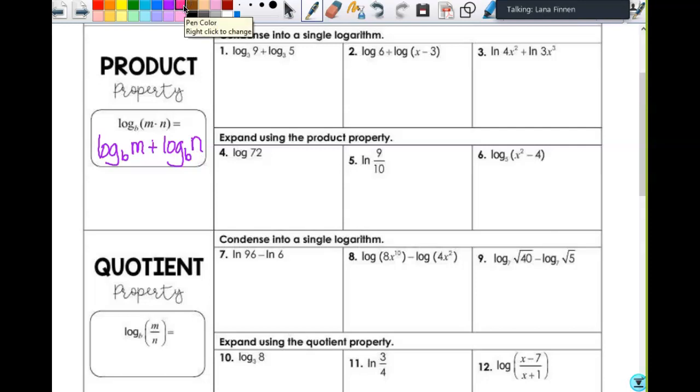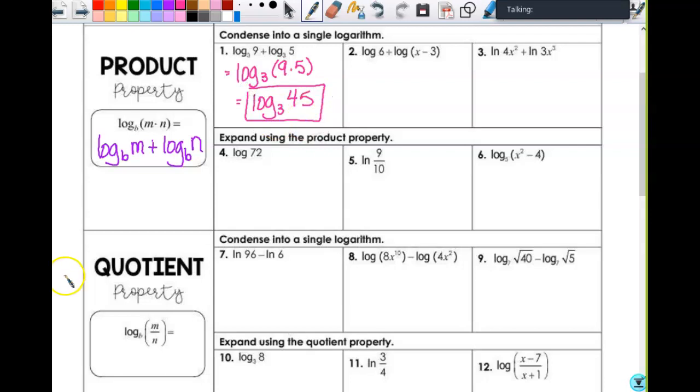We are going to condense into a single logarithm. So on number 1, I have log base 3 and log base 3. So first of all, you have to have the same base, and we do. Since we are adding them, we can condense it to one log, so it can be log base 3 of 9 times 5. So that gives me log base 3 of 45. Easy enough? And you'll see why we need to expand and condense. Right now we're just learning one step at a time, and then we'll put it all together tomorrow.